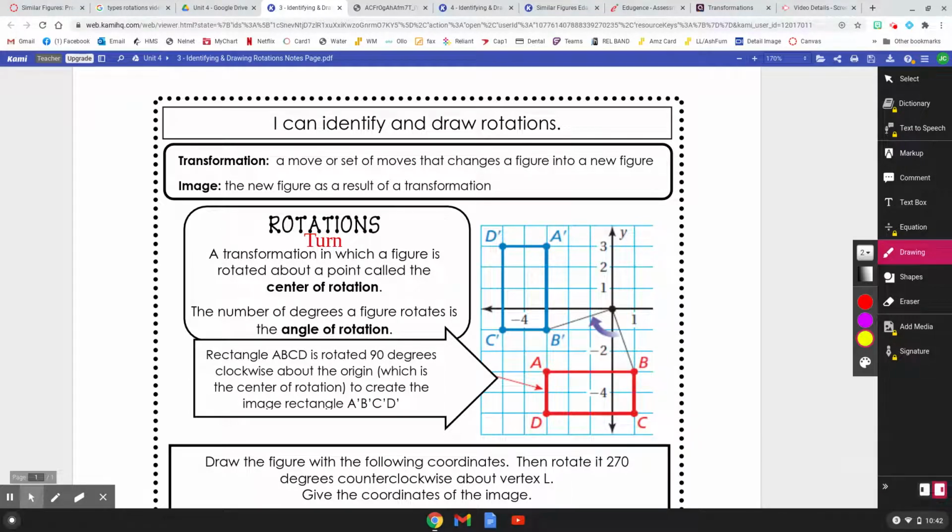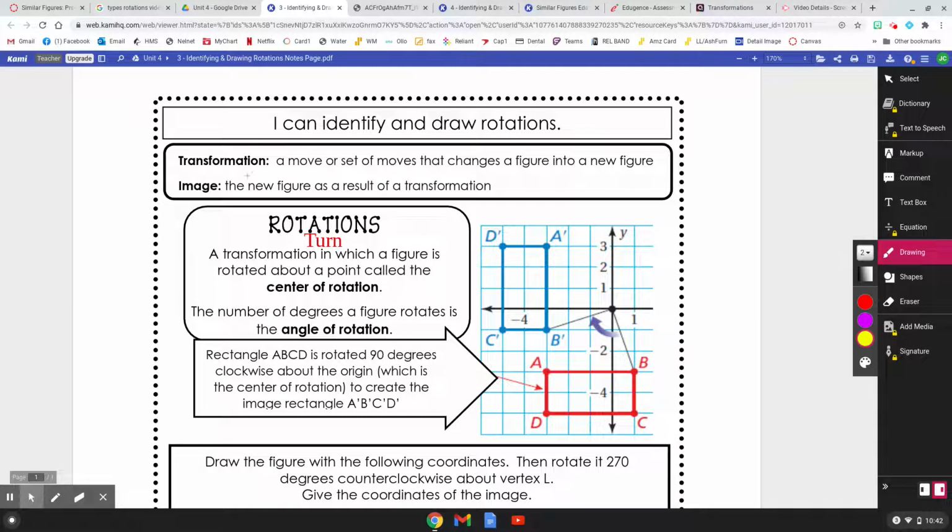So we're going to look at our last part of our transformations today, which is rotation. So we have here in the middle it says rotations, and I wrote turn under that. So go ahead and write turn under that so you make sure you remember which one it is. So we had slide, we had flip, we had turn, and then we had enlarge and reduce for dilation.